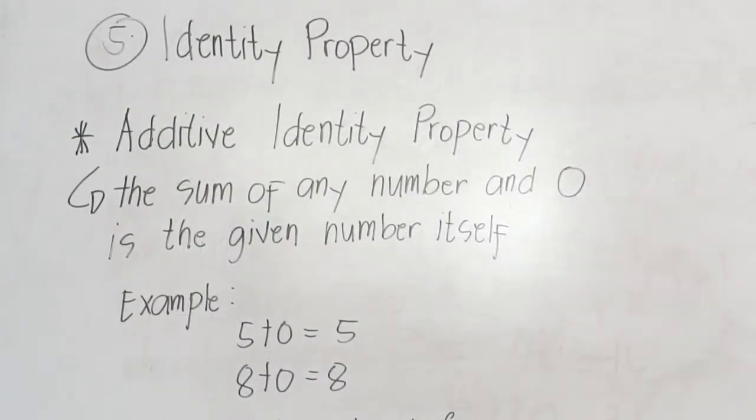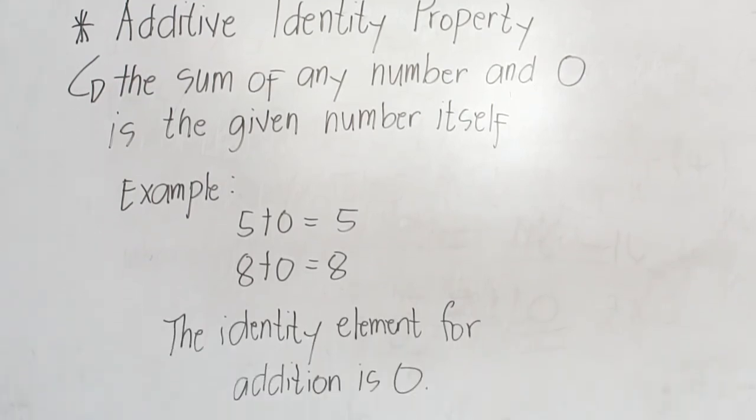Okay, number 5 is identity property. So first is additive identity property. The sum of any number and 0 is the given number itself. So for example, 5 plus 0 equals 5 and 8 plus 0 equals 8. So kahit anong number na i-add mo sa 0, so the answer is the given number itself. So the identity element for addition is 0.